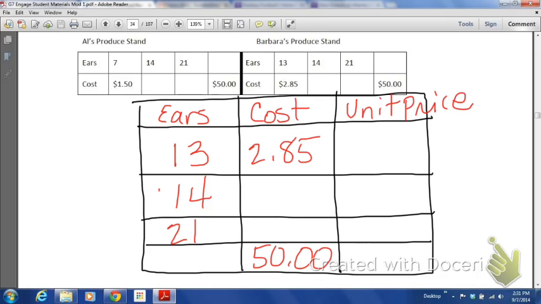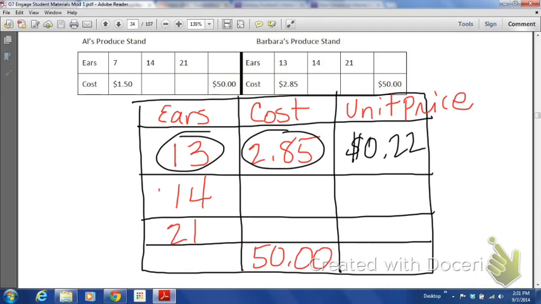If we first figure our unit price here by dividing 285 by 13, you came up with 0.22, so 22 cents per ear. Okay, very, very close to Al. Okay, 22 cents per ear. 14 would have cost you $3.08. And again, these are all kind of more or less all rounding here.